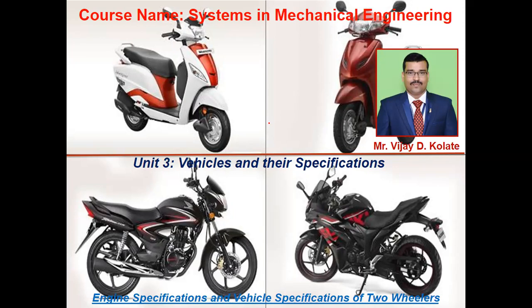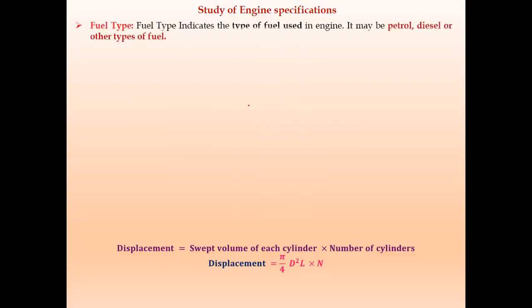The other part, that is vehicle specification of four-wheelers, or you can say light motor vehicles, we will see in the next video. So let us start with this video. First, we'll see what is meant by a study of engine specifications. In engine specification, what are the different parameters that are used to specify an engine, or you can say an IC engine.